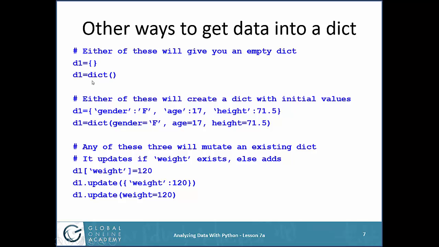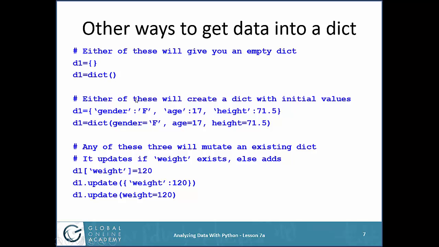parentheses. Notice this is the type of syntax that we used when we created objects that were a member of a class. And in fact, that's exactly what we're doing. A dict is a class in Python. It's just a class that's already been written for you, so you don't have to write the details of it. You just get to use it. So either of these gives us D1 as an empty dictionary.